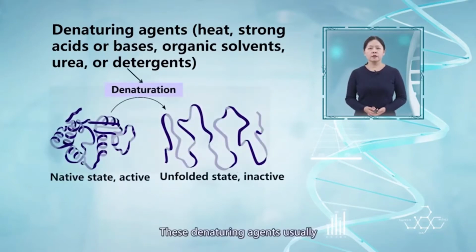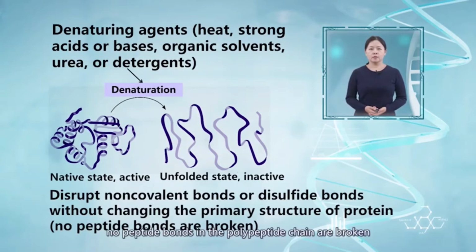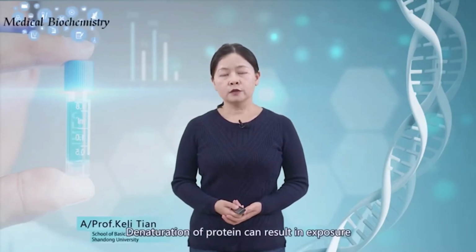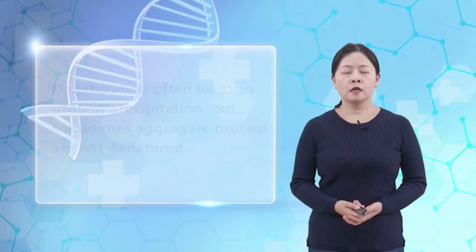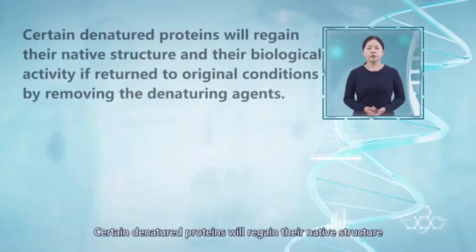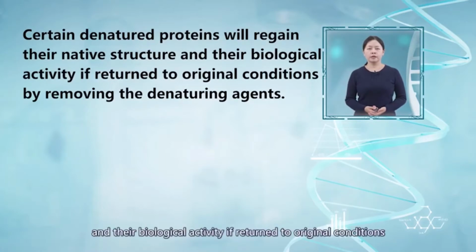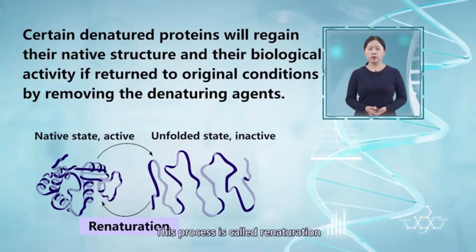These denaturing agents usually disrupt non-covalent interactions in a protein. In this case, no peptide bonds in the polypeptide chain are broken. Denaturation of a protein can result in exposure of hydrophobic surfaces and formation of protein aggregates. Therefore, denaturation often leads to protein precipitation. Certain denatured proteins will regain their native structure and their biological activity if returned to original conditions by removing the denaturing agents. This process is called renaturation.